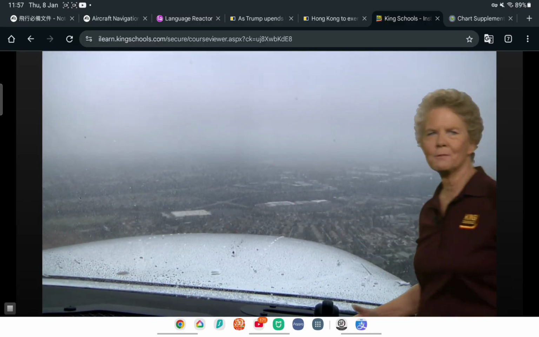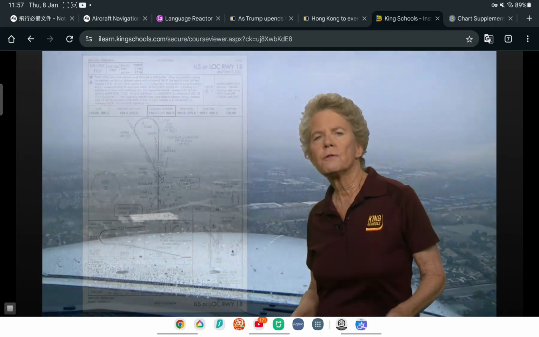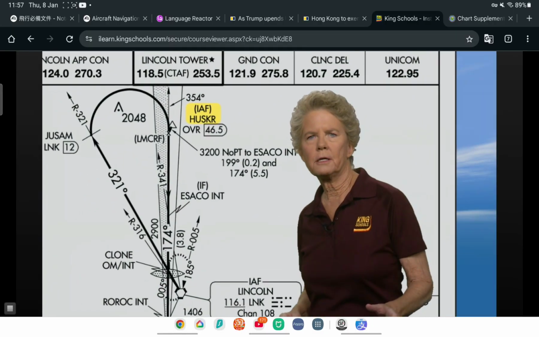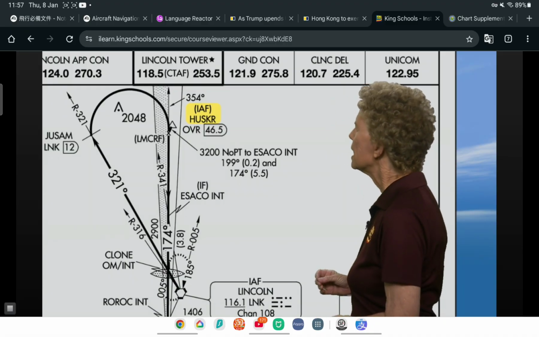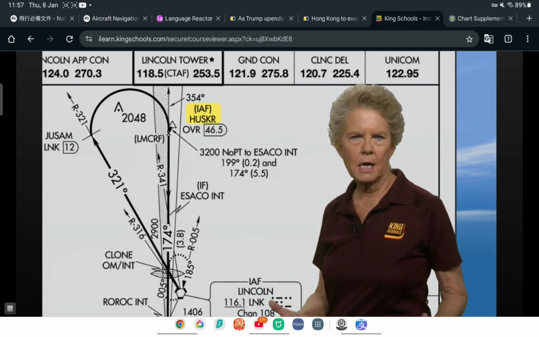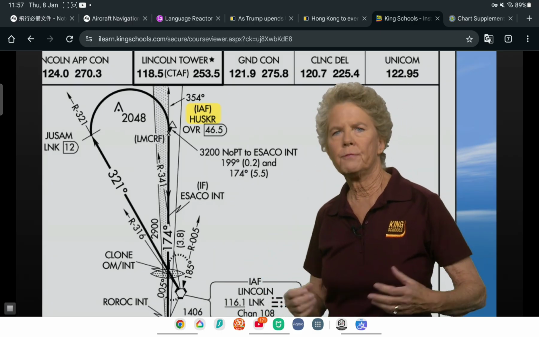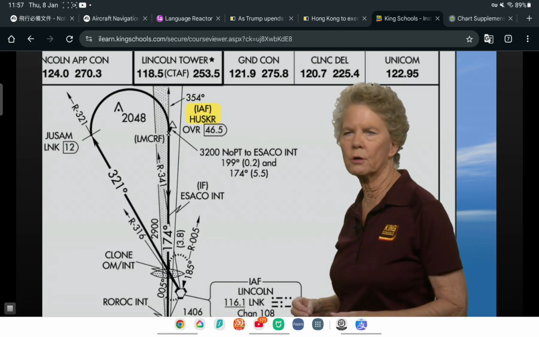Now let's talk about when you do not need to do procedure turns or simply are not allowed to do one. First, let's take a look at the plan view for the ILS or Localizer 1-8 approach into Lincoln. And let's take a look at Husker intersection. You may be asked, what should you do if you're over Husker and cleared for the Localizer runway 1-8 approach?